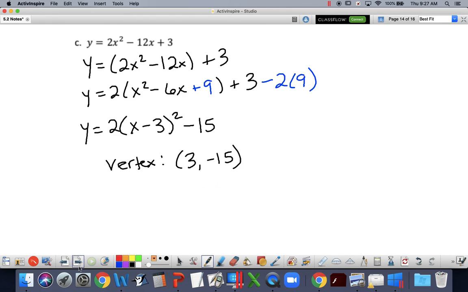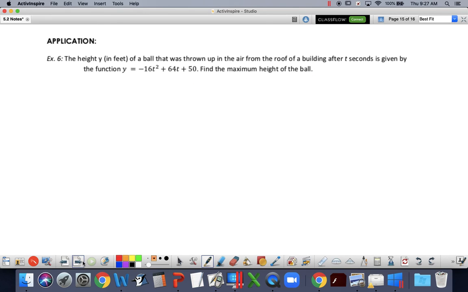Good job. All right, to finish up these notes, I know these are quite lengthy compared to most of our notes, but we're kind of moving into our last application word problem for the day. So the height, y, in feet of a ball that was thrown up in the air from the roof of a building, right? It's always something being thrown. After t seconds, it is given by the function y equals negative 16t squared plus 64t plus 50. Find the maximum height of the ball.